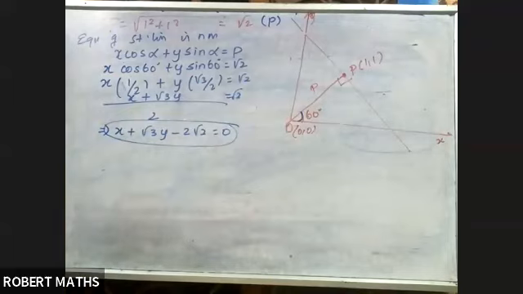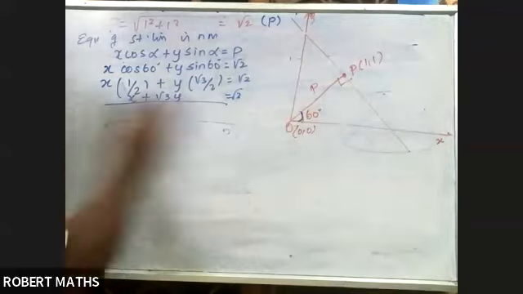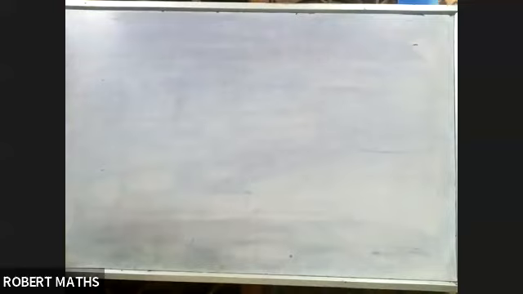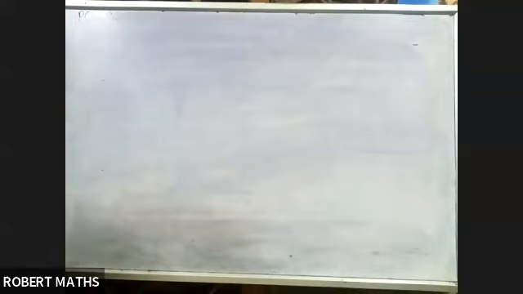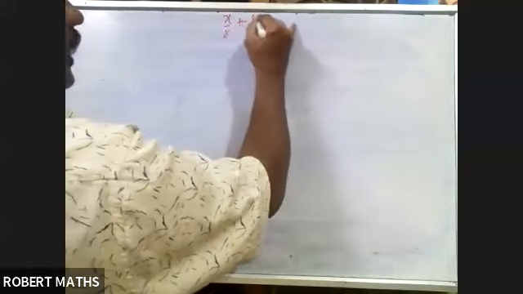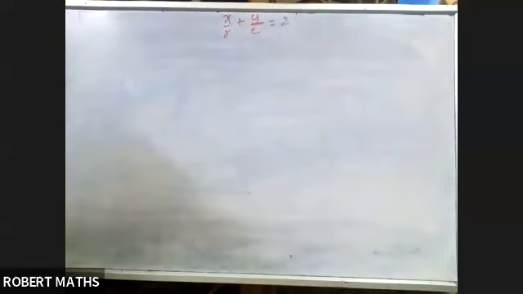Next problem. If P of r comma c is the midpoint of the line segment between the axes, then show that x by r plus y by c equals 2.